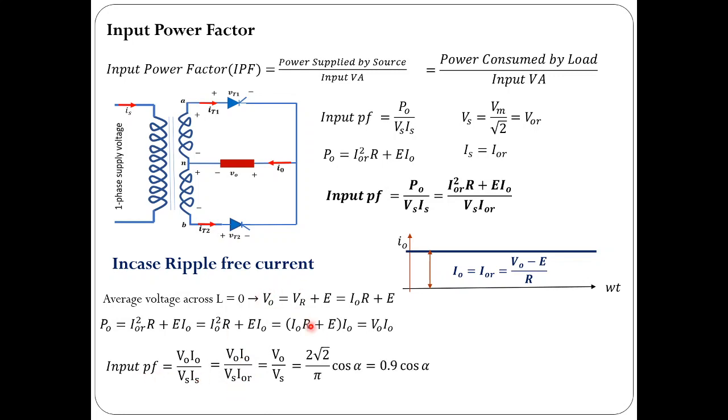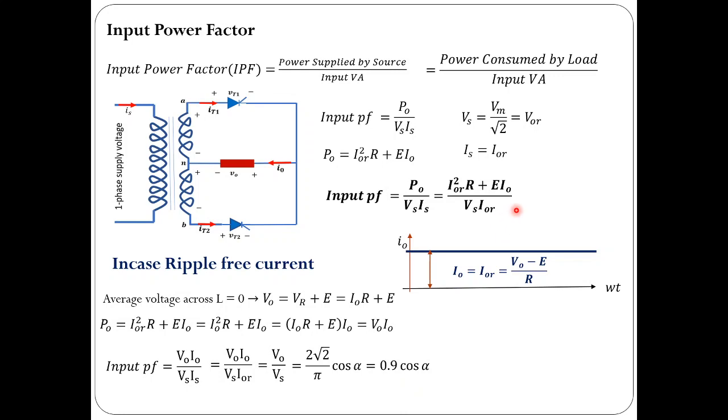And if you substitute the V0 formula and Vs formula, V0 is equal to 2Vm by pi cos alpha, and Vs is equal to Vm by root 2. If you substitute that, you will get the input power factor is equal to 2 root 2 by pi into cos alpha, where 2 root 2 by pi is equal to 0.9. So it is equal to 0.9 cos alpha. So this way one can find out input power factor.